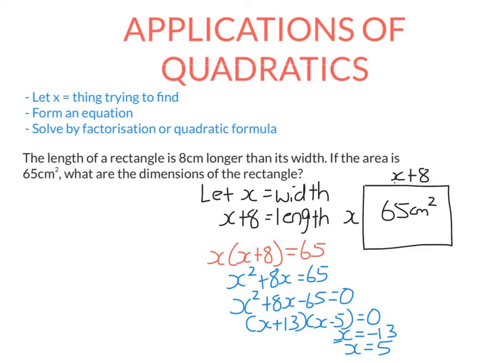Now, because in this one x is the width of the rectangle, we can't have a negative answer, so we don't accept this one. Our only possible answer is that the width is 5, x equals 5. So if the width equals 5 centimeters, then the length equals 13 centimeters. And then we're done. Let's look at another example.